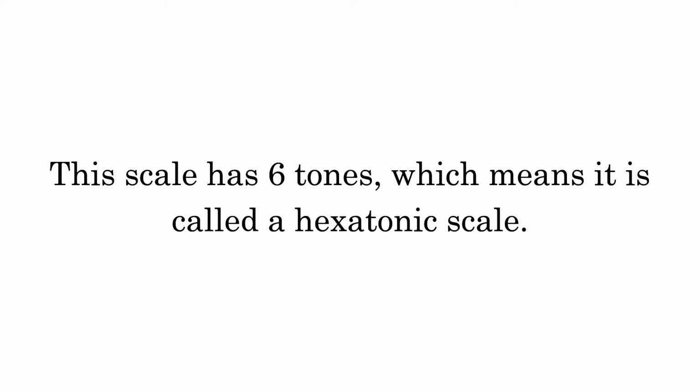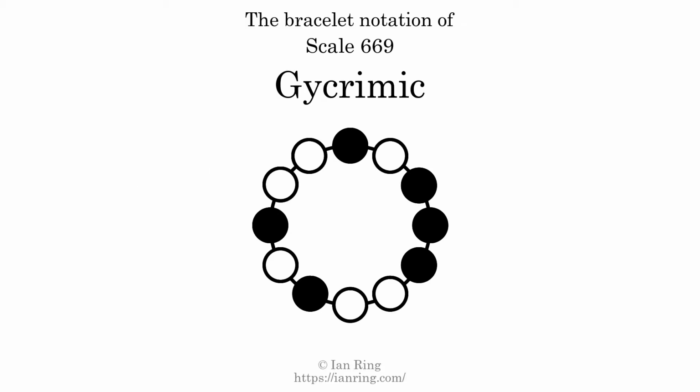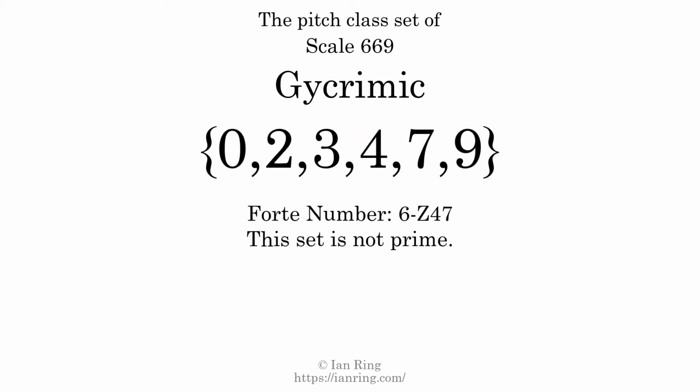This scale has 6 tones, which means it is called a hexatonic scale. This is a bracelet notation diagram of scale 669. The shaded circles represent tones that appear in the scale, and they are read clockwise, starting at the top. The pitch class set for this scale is 0, 2, 3, 4, 7, 9. The forte class is 6Z47. This set is not prime.